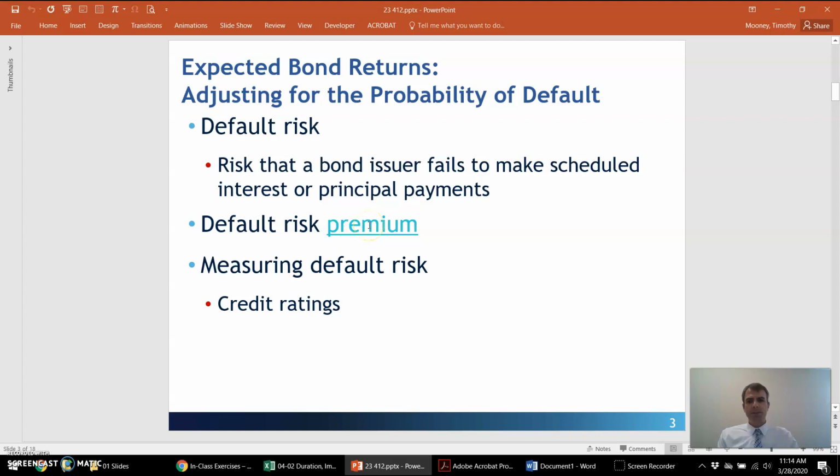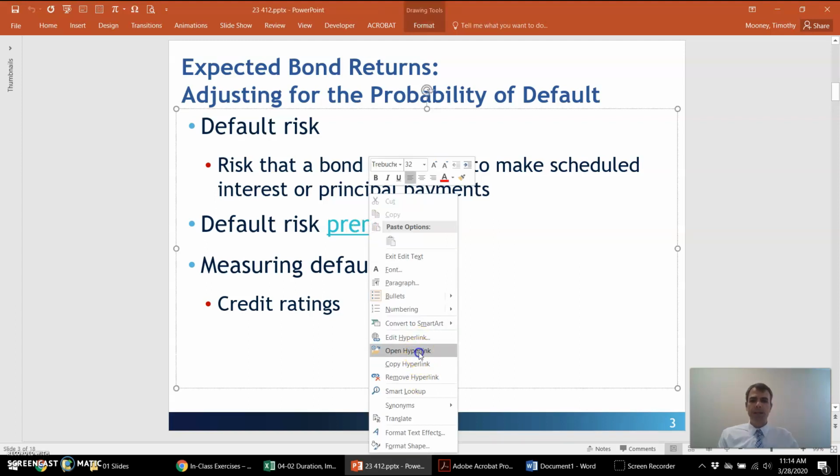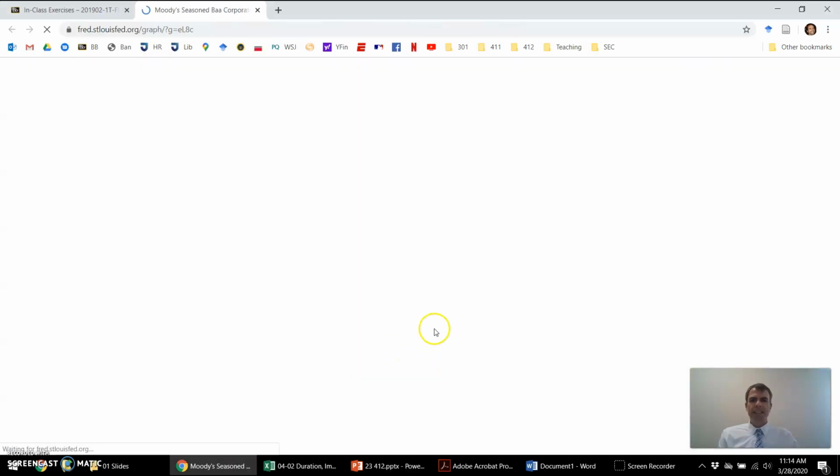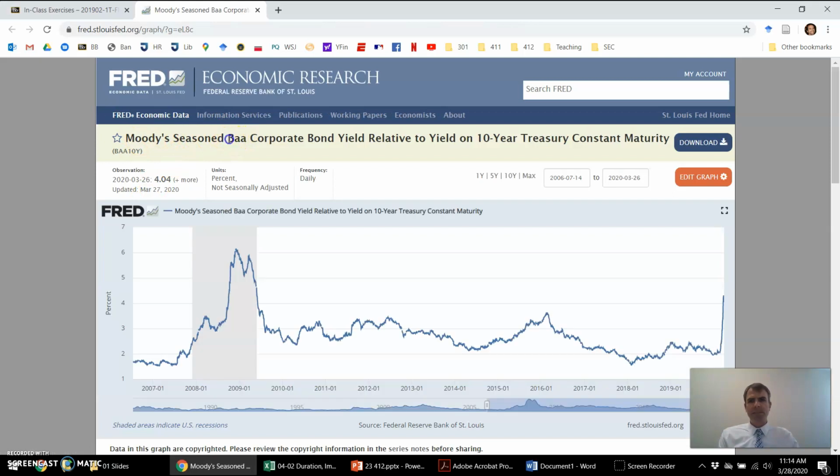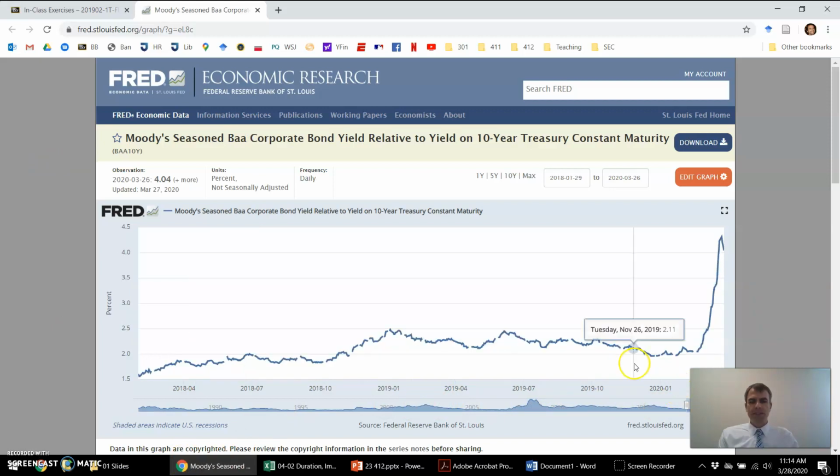The market's perception of default risk can be represented through the default risk premium. Let's take a quick look at that. The spread between triple B bonds, so Moody's credit rating BAA corresponds to triple B, and Treasuries gives some sense of how the market is pricing default risk. And you can see default risk is a big concern over the last month or so.